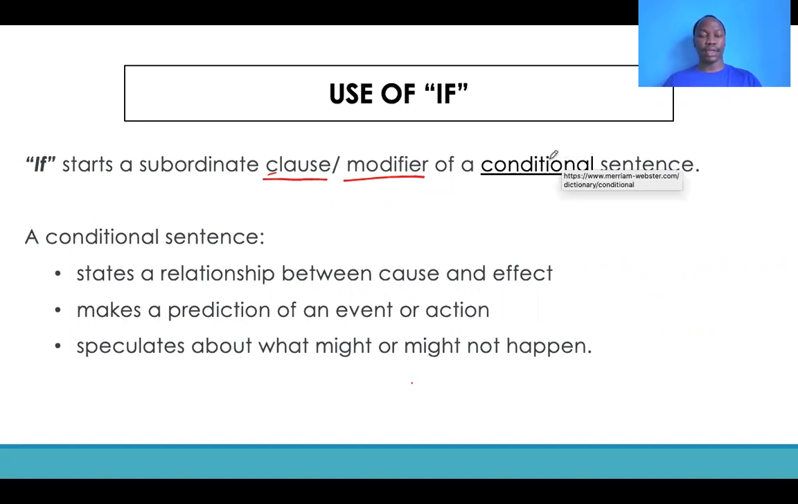So by definition, a conditional sentence is a sentence that states a relationship between cause and effect. So it will give you a cause, or a reason as to why something is happening, and the effect of the causes that were given. Or a conditional sentence will refer to a sentence that makes a prediction of an event or action. Or thirdly, the sentence could speculate about what might or might not happen.